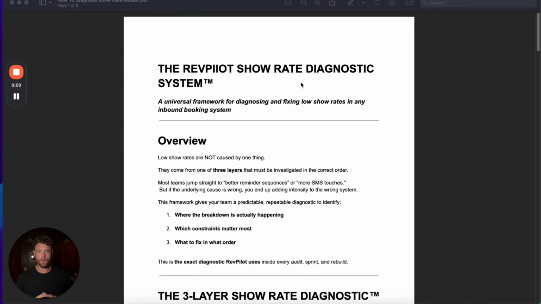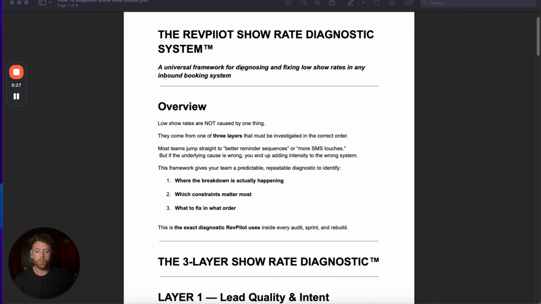Today, I'm breaking down the RevPilot Show Rate Diagnostic. This is the exact 3-layer framework that we use to audit $10 million sales teams. We have been running this for a long time. It has taken us years to put together and identify exactly how to get to the right question as quickly as possible when diagnosing show rate problems. We've worked in over 30 different niches, hundreds and hundreds of different sales processes, to craft this to make it as easy as possible. I'm going to share the entire thing with you today, and I promise there will be some insights if you take your team through this.